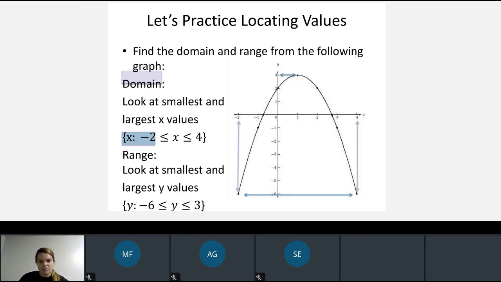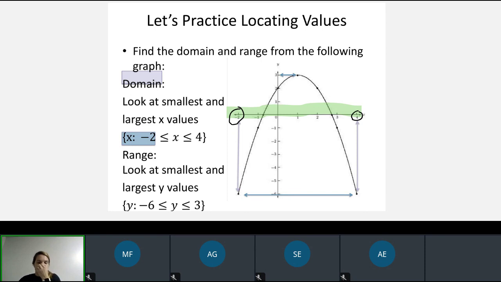So let's just practice locating a couple of values. So yesterday and Tuesday, we talked about how to find the domain and range from a graph. And so when we find domain and range from a graph, the domain is X values, and our X-axis goes left and right. So we want to find the farthest left variable and the farthest right. Okay. So the domain for this particular function would be 2 and 4.